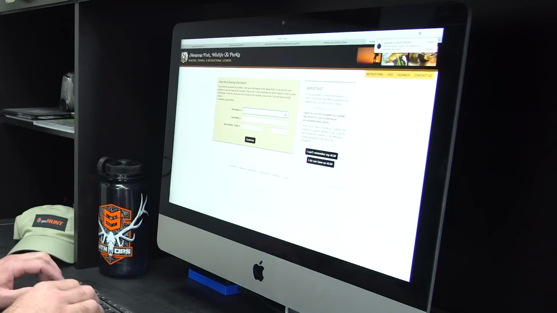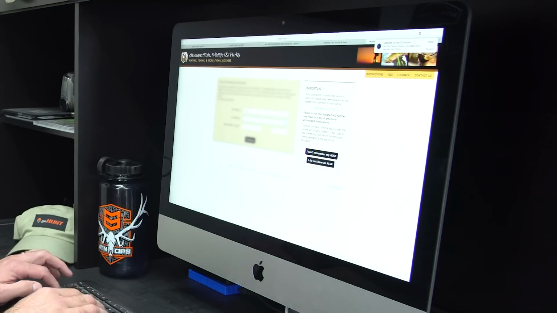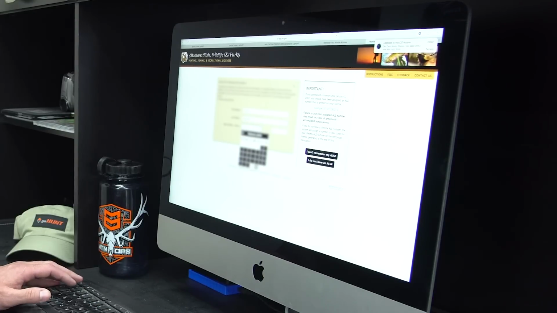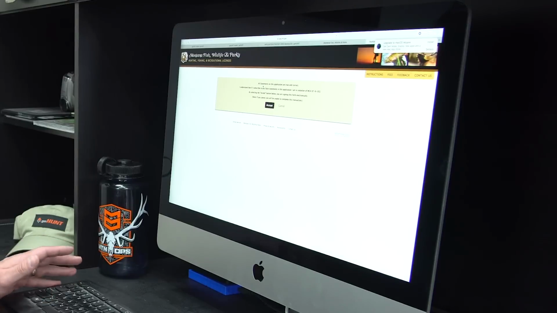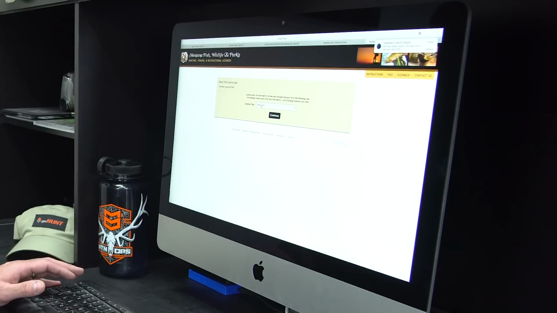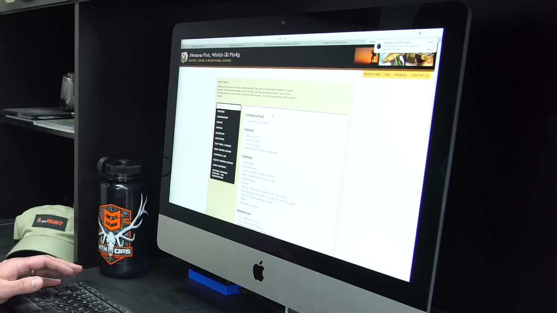So on the first page, you just enter your first name, last name, and then your birth date and your ALS number, and then hit continue. You just need to make sure that you're not making any false statements, hit accept, and then you want to select 2019 as your license year. License runs from March 1st through February 28th of next year. So with 2019 as our license year, we'll hit continue.